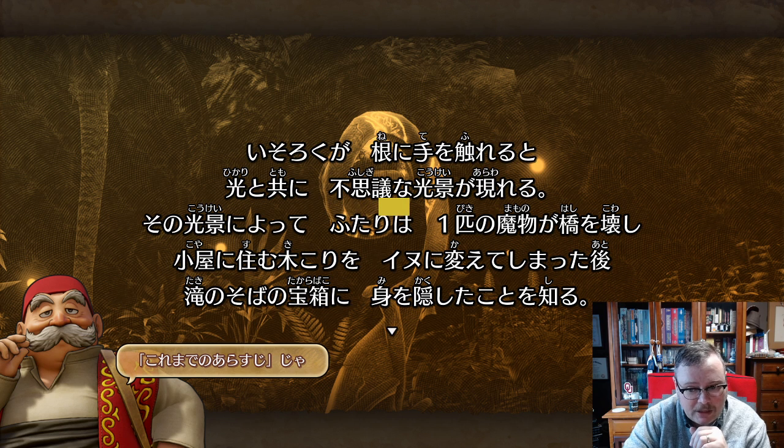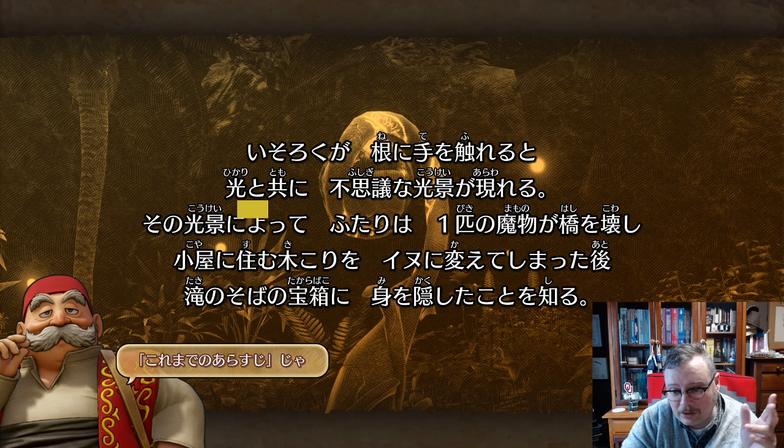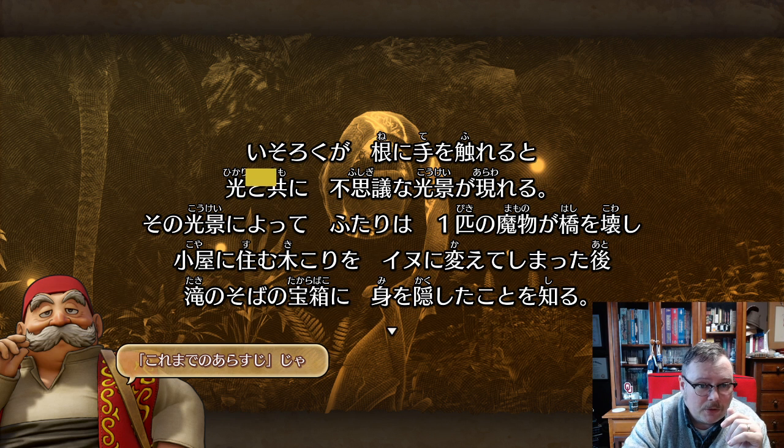Fushigi na, it's a na adjective. There's two kinds of adjectives in Japanese. This is the na adjective type. Fushigi na koukei ga arawareru. Hikari to tomo ni, together with light. So altogether, this sentence means when Isoroku put his hand on the root, a mysterious scene appeared together with light.